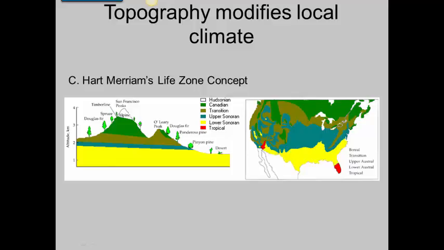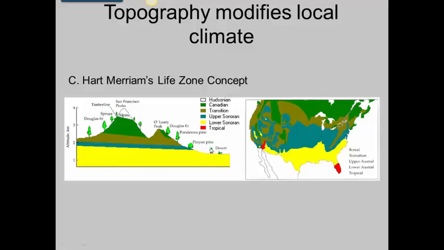coined the concept of a life zone, and he noted that walking up in elevation from a desert to a really high alpine peak was kind of like walking from the southern region of the United States up in latitude all the way to the Arctic tundra. So this was his idea of the life zone concept.